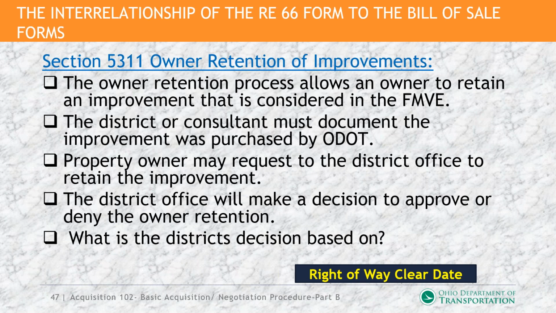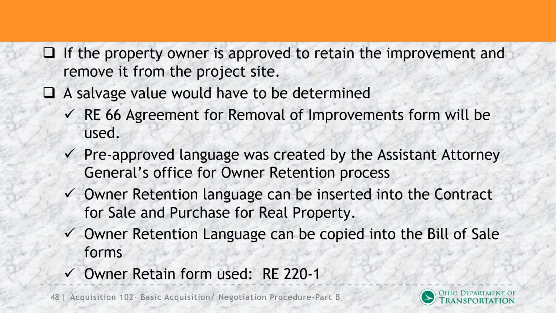All right, so we're talking about the interrelationship of the Re66 to the bill of sale form. We talked about how the decision is based on the right-of-way clear date. So if the property owner is approved to retain the improvement and remove it from the project site, a salvage value would have to be determined. The Re66 agreement for removal of improvements form will be used. The pre-approved language was created by the Assistant Attorney General's Office for owner retention, and we talked about that, the RE220-1. The retention language from the 220-1 can be inserted into the contract for sale and purchase of property, and it can also be inserted into the bill of sale forms.